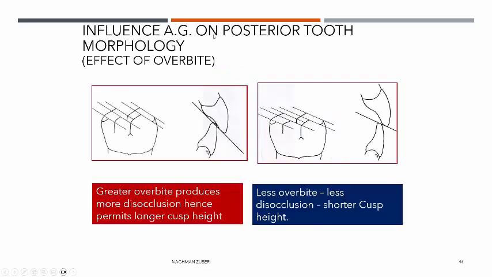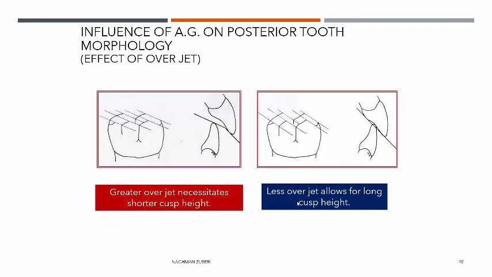Influence of the anterior guidance on posterior tooth morphology, effect of overbite: greater overbite produces more disocclusion, hence permits longer cusp heights. And less overbite, less disocclusion, so shorter cusp height is going to be mandatory. Greater overjet necessitates shorter cuspal height, whereas less overjet will allow for longer cuspal height. When the overjet is minimal, then we may have longer cusp height.